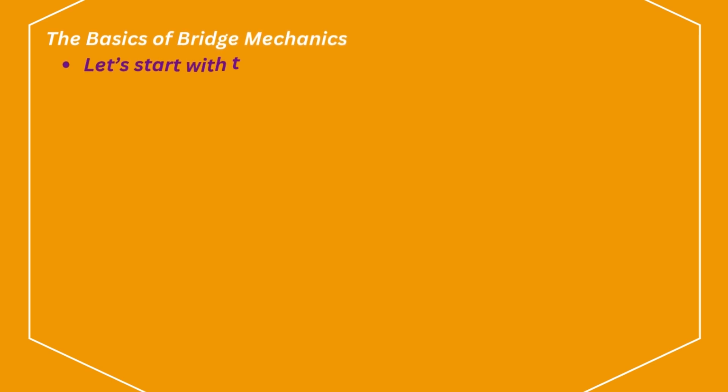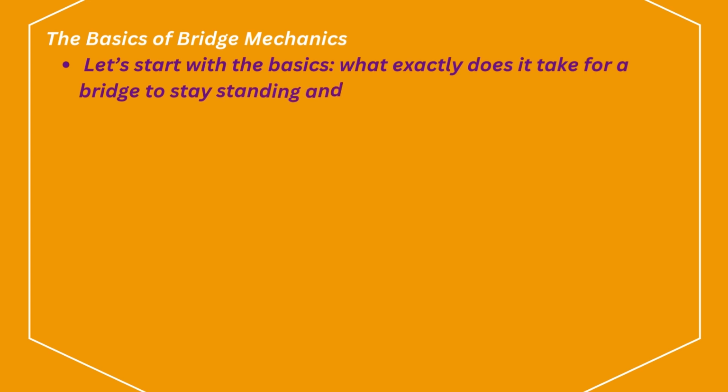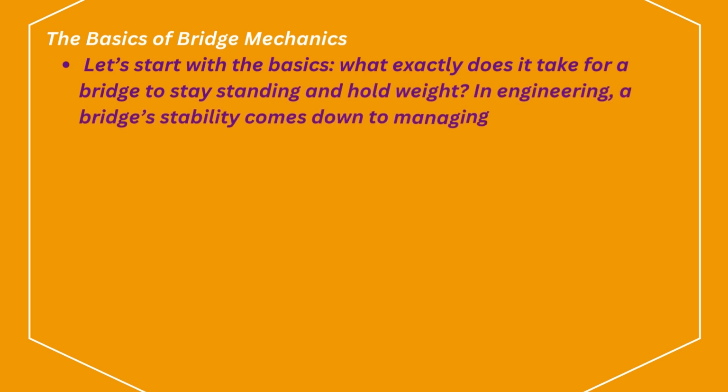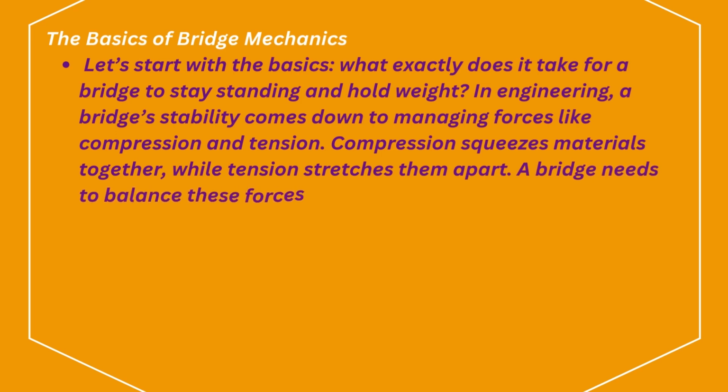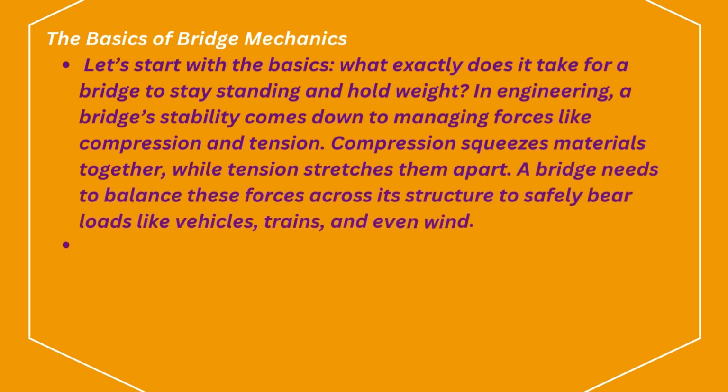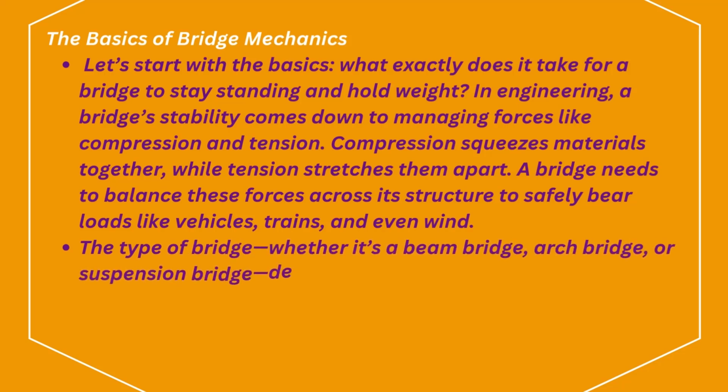Let's start with the basics. What exactly does it take for a bridge to stay standing and hold weight? In engineering, a bridge's stability comes down to managing forces like compression and tension. Compression squeezes materials together, while tension stretches them apart. A bridge needs to balance these forces across its structure to safely bear loads like vehicles, trains, and even wind. The type of bridge, whether it's a beam bridge, arch bridge, or suspension bridge, determines how these forces are handled.